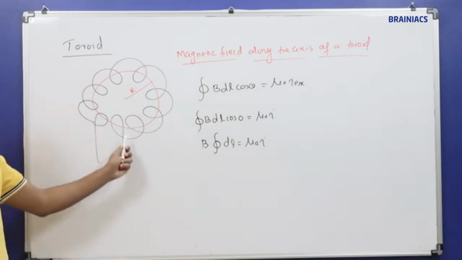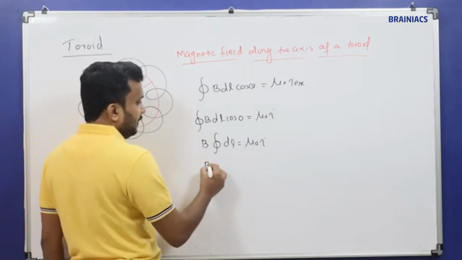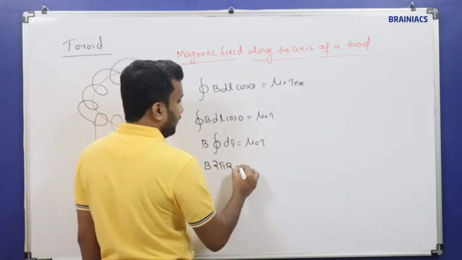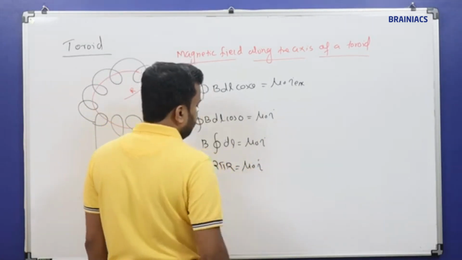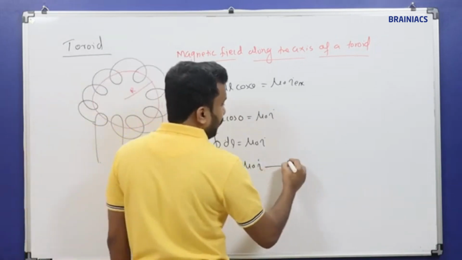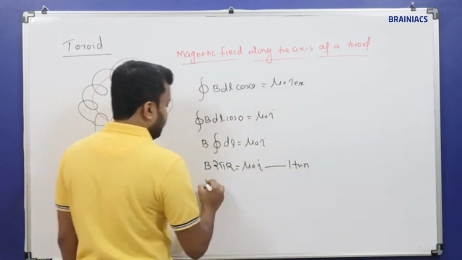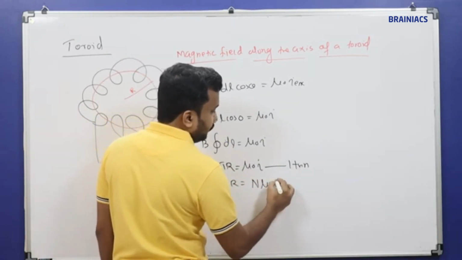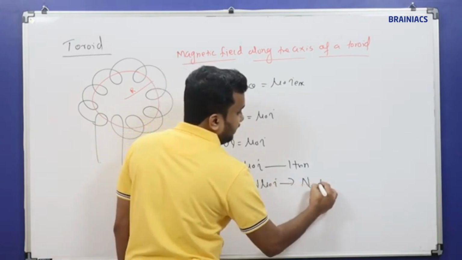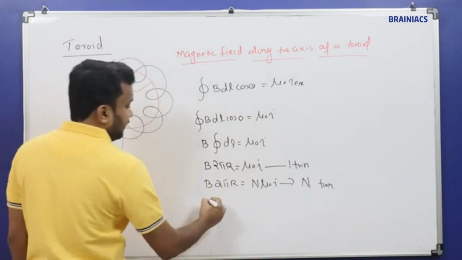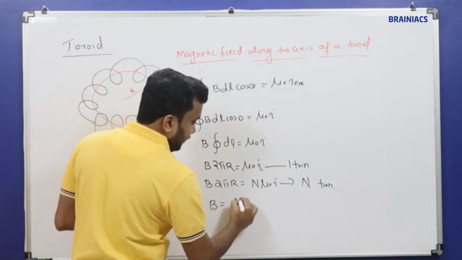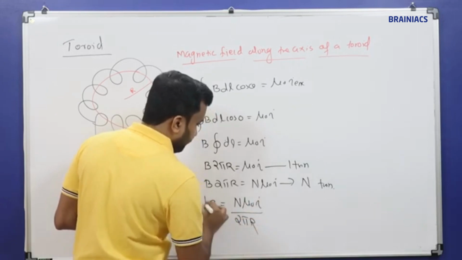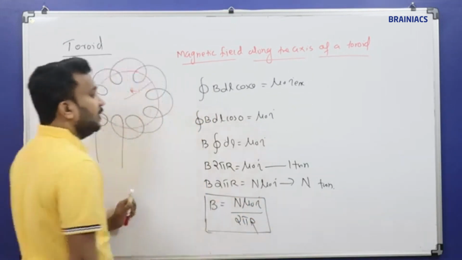What is the integral of dl for a circle? The integral of dl is equal to L, which is 2 pi r. So B times 2 pi r equals mu 0 times I. This is for one turn. So if there are N turns, B times 2 pi r equals N times mu 0 times the current. So the magnetic field B equals N mu 0 I divided by 2 pi r. This is for a toroid.